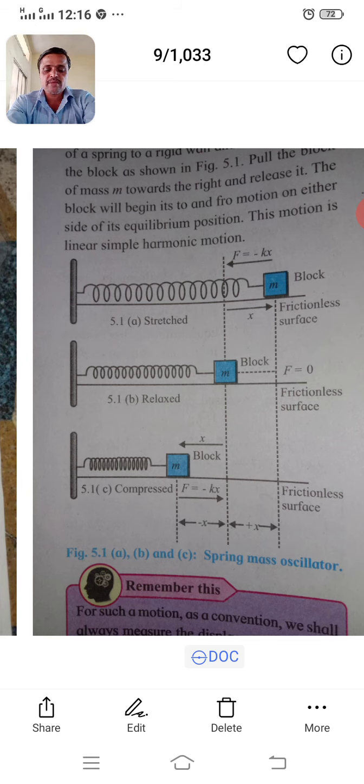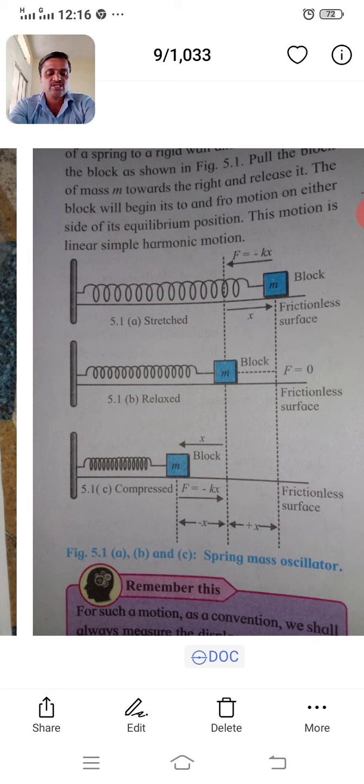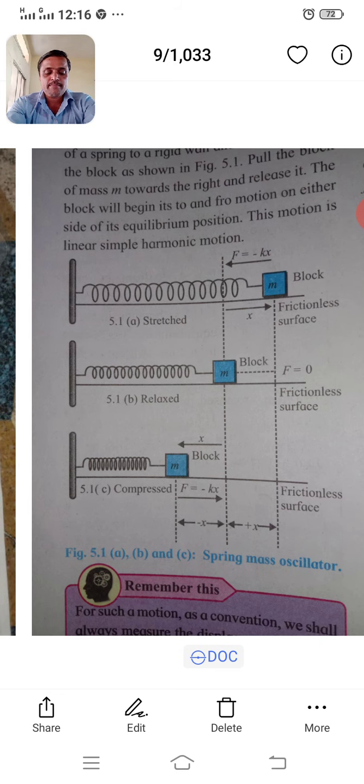As the block moves towards the mean position, its speed starts increasing due to the acceleration, but its displacement from the mean position goes on decreasing. When the block returns to its mean position, the displacement and hence the force and acceleration are zero. The speed of the block at the mean position becomes maximum, and hence the kinetic energy attains its maximum value.